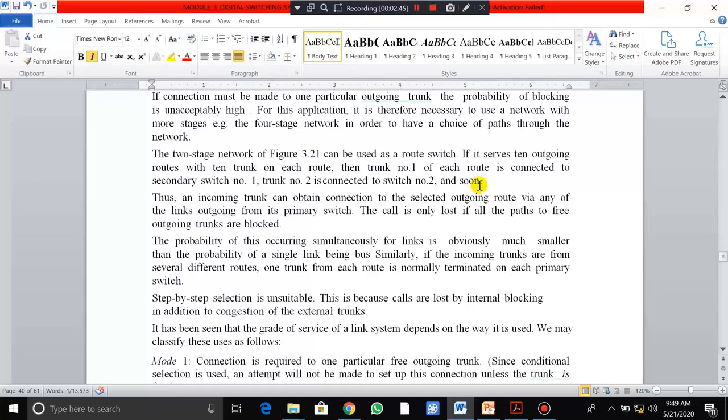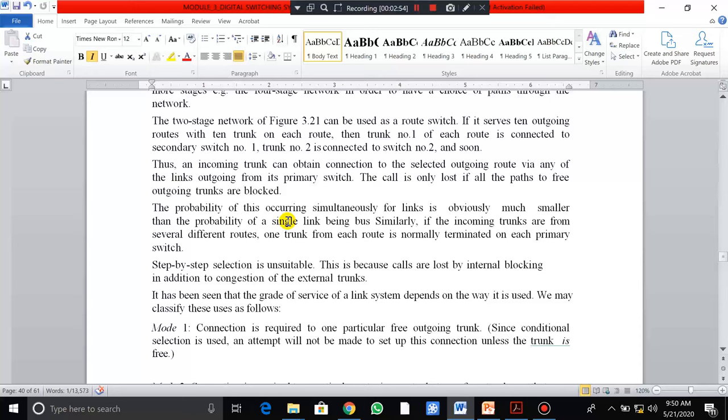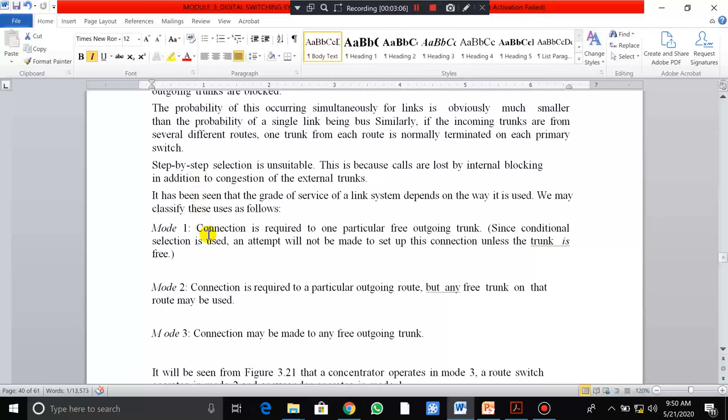Thus, the incoming trunk can obtain a connection to the selected outgoing route via any outgoing link from its primary switch. The probability of simultaneous occurrence of blocking on all links is obviously much smaller than the probability for a single link. Here we are going to do it step by step. The step-by-step selection is unsuitable, because calls are lost by internal blocking in addition to the congestion of external trunks.